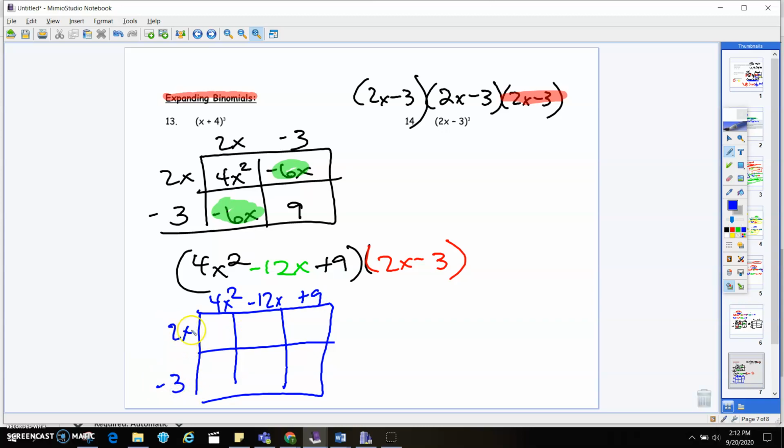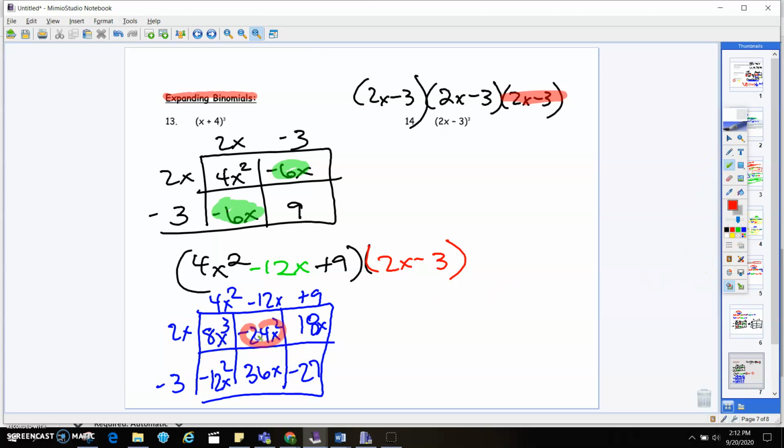So now I'm just going to multiply the sides. 2x times 4x squared is going to give me 8x cubed. 4x squared times negative 3 is going to give me negative 12x squared. 2x times negative 12x is negative 24x squared. And negative 12x times negative 3 is going to give us positive 36x. 2x times 9 is going to give us 18x. And 9 times negative 3 is going to give us negative 27.